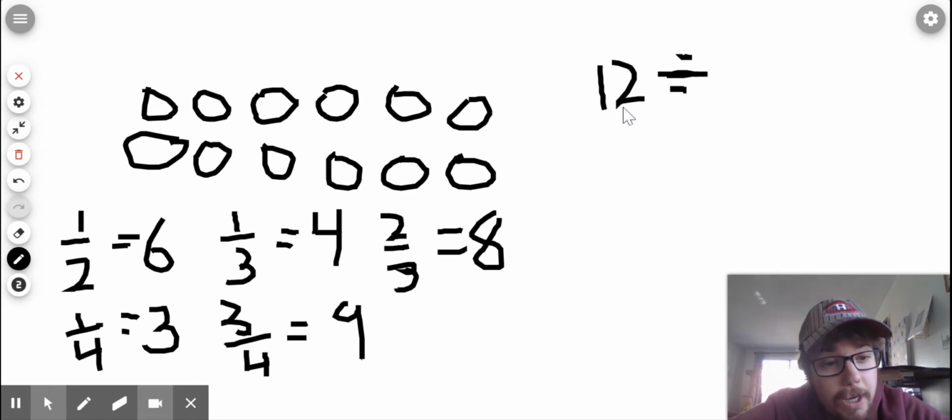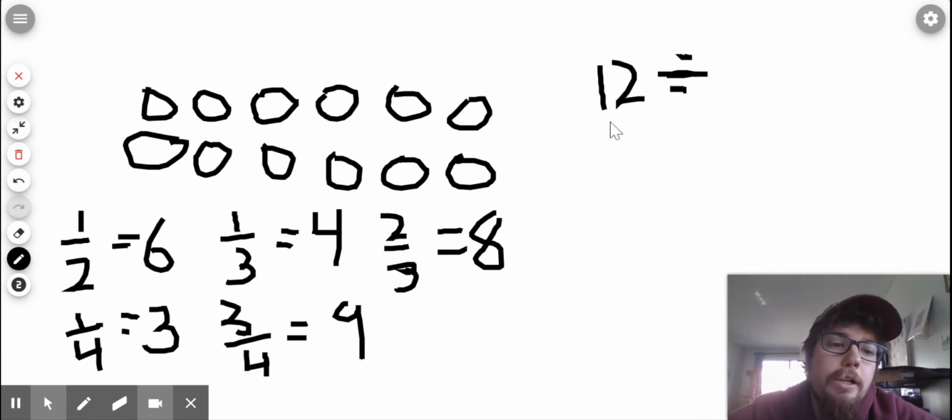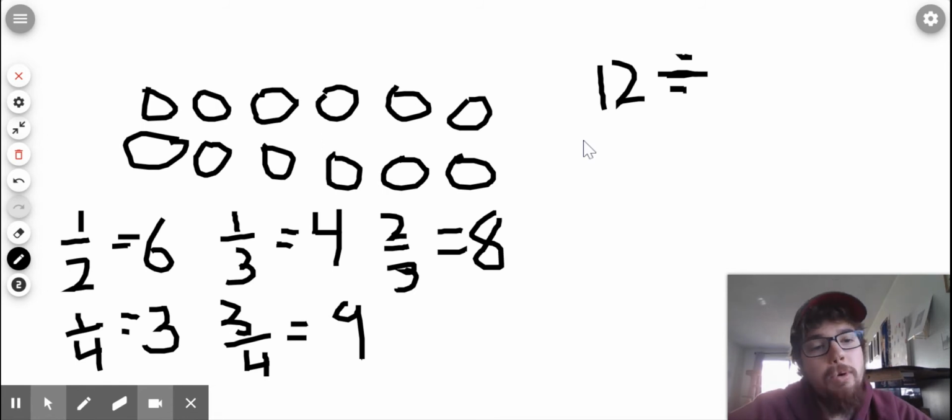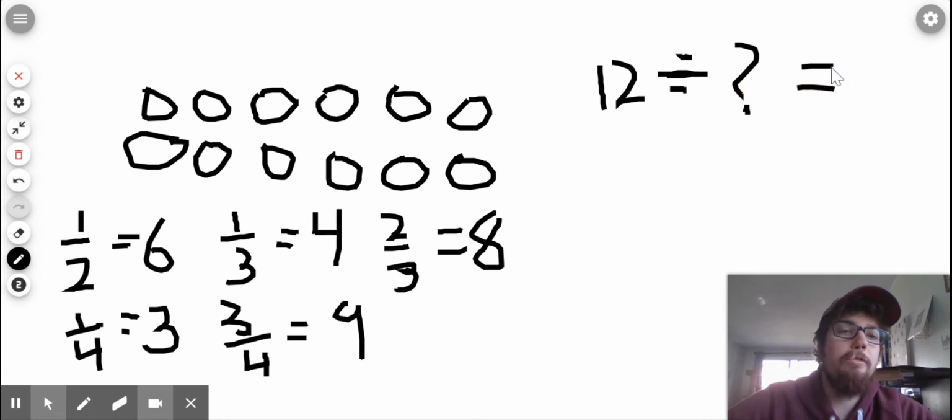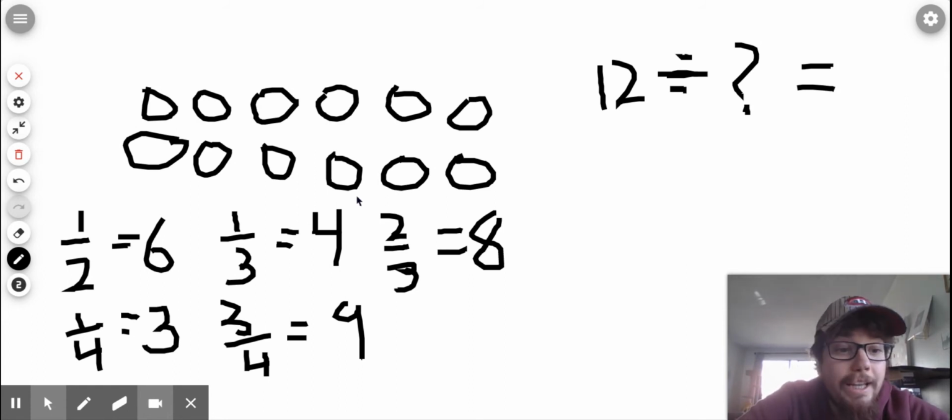So some of the factors of 12 are 2. That's why we could split it in half. Are 3. That's why we could split it into thirds. Is 4, which is why we can split into quarters. Okay. Are there any other factors? So numbers that you can split 12 into even groups. Okay. So if you can think of that, there are a couple more ways you could show some fractions with 12. Okay. So that's your job for today.